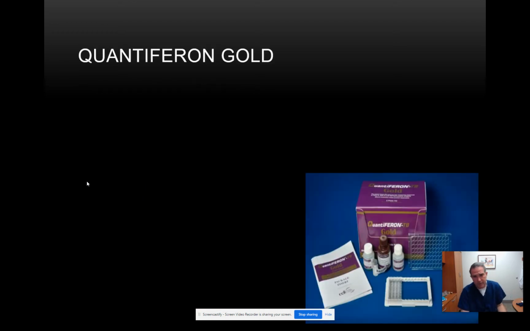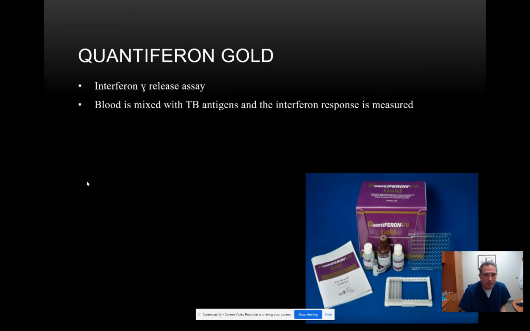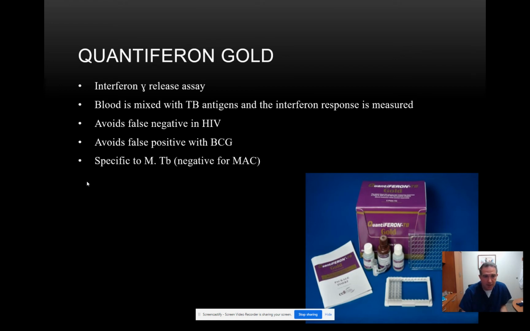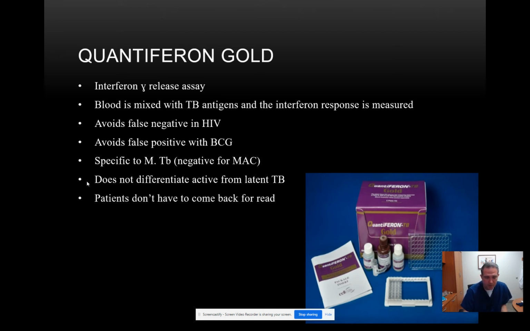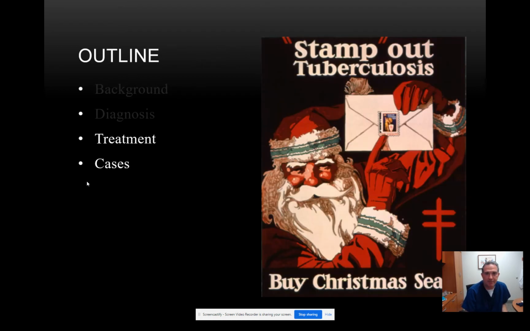The Quantiferon gold test is a little bit better. It's a blood test. It avoids false negatives in HIV. It avoids false positives with the BCG, and with MAC. It doesn't say if it's active or latent, but it's more specific for Mycobacterium tuberculosis. You don't have to come back 3 days later to get it read, and residents don't have to find me to sign their forms, which for some reason I'm always asked to do. Just kidding. I love it.